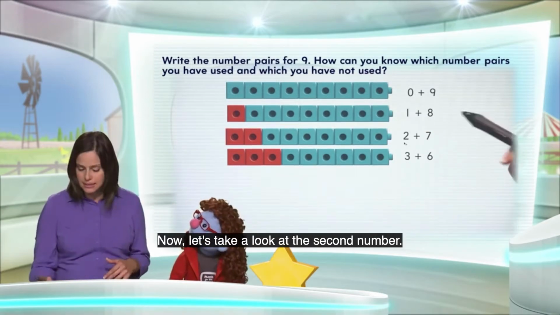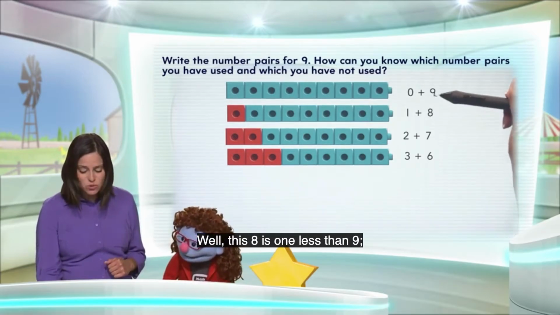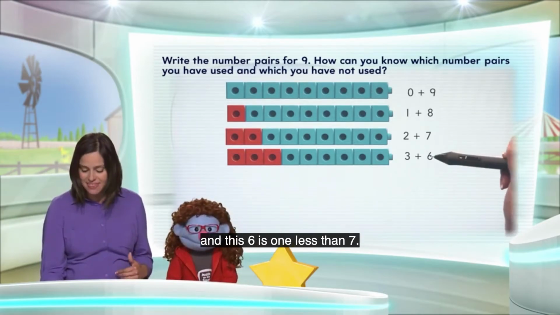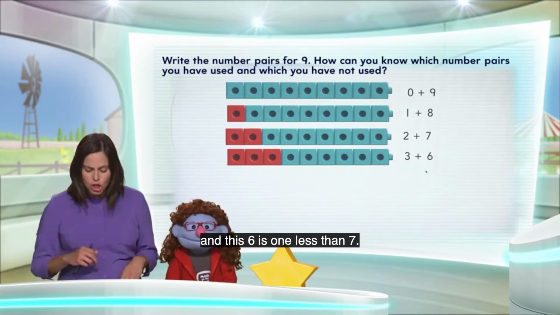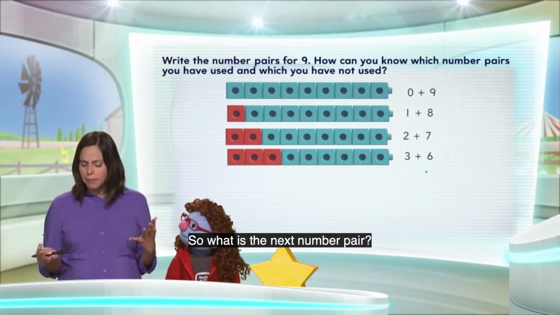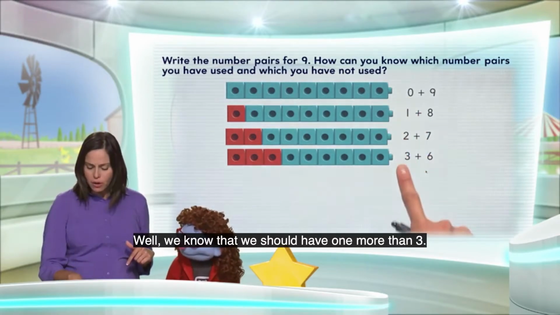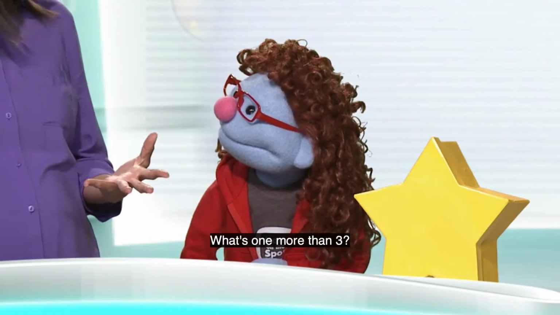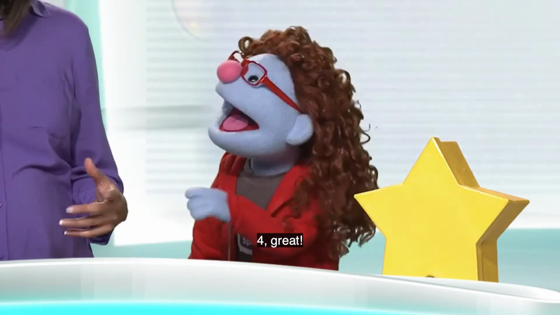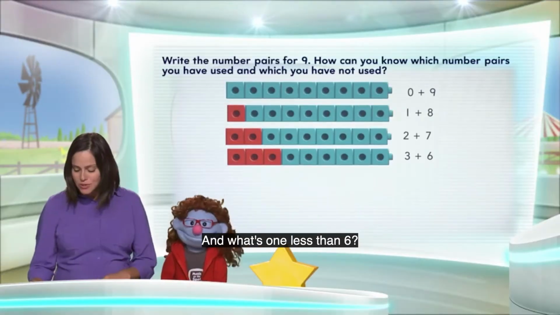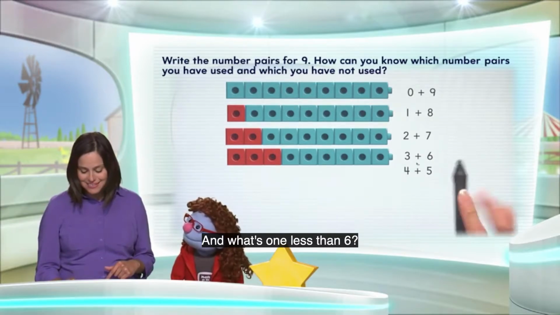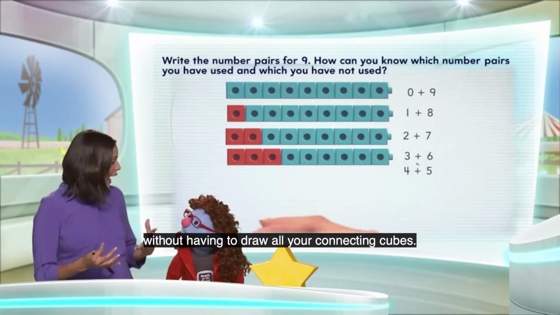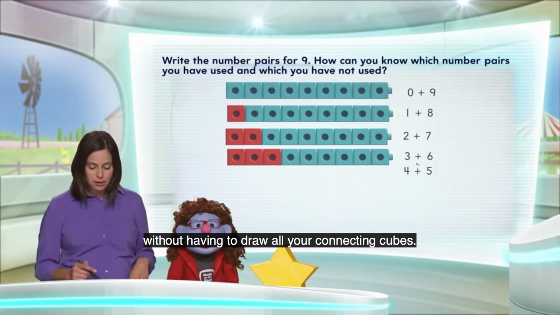Now let's take a look at the second number. Well, this 8 is one less than 9. This 7 is one less than 8. And this 6 is one less than 7. So what is the next number pair? Well, we know that we should have one more than 3. What's one more than 3? It's 4. Great. And what's one less than 6? 5. So you just got the next number pair without having to draw all your connecting cubes.